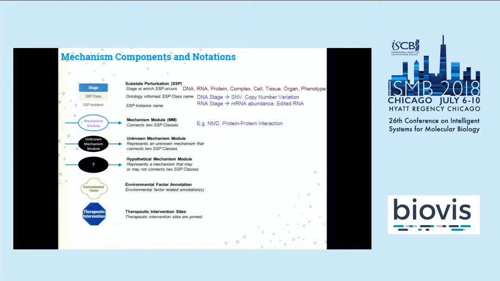This kind of oval represents a mechanism module. For representing the unknown, we have the black ovals, so you can use them whichever way you want when you're building these structures. You can represent environmental factors by this kind of cloud icon, and you can represent therapeutic intervention sites by the blue octagon.